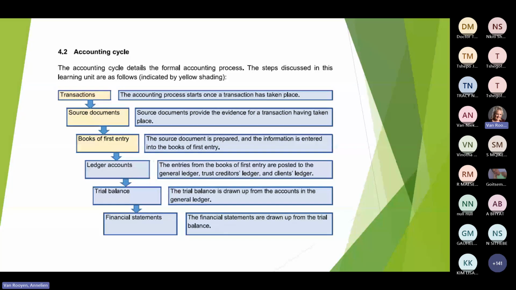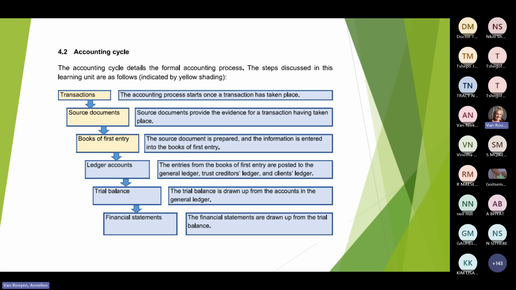And in a business environment, we need to keep those source documents as evidence that there was a transaction. We also need those source documents if we want to claim VAT. So not only are these accounting cycle transactions applicable to a business, it also relates to what you experience on a daily basis out there.